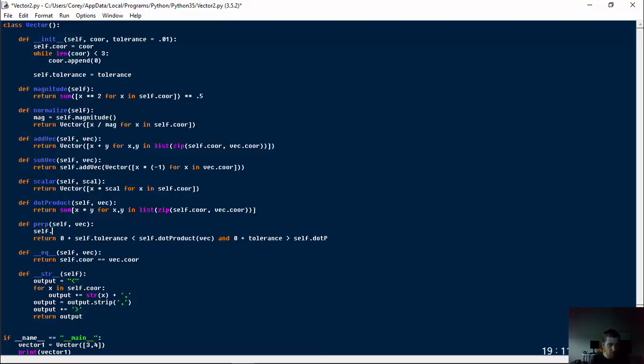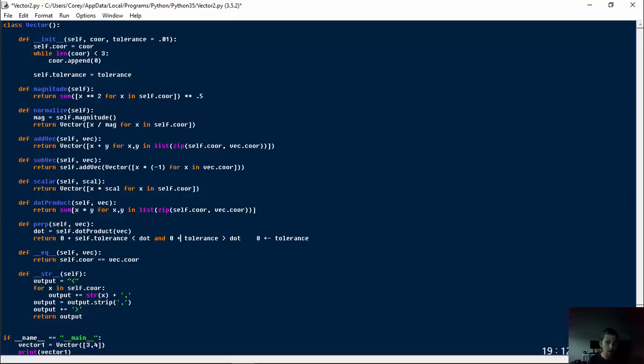Actually, I'm going to store self.dot product in a variable, so I don't have to call the function twice, so it doesn't have to repeat the same calculation twice. Vec. I'm going to make this line a bit smaller, too. Alright. So what I'm doing is I'm making like a little range, right? So I'm saying 0 plus or minus this tolerance, right? When it's within the range of 0 plus or minus this tolerance, okay? Then I'm going to just say they're perpendicular, right?